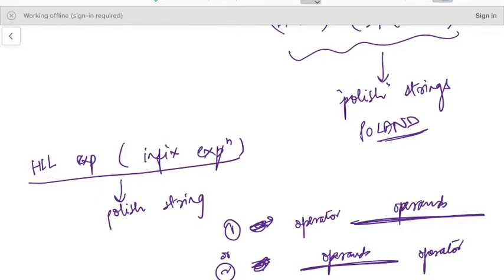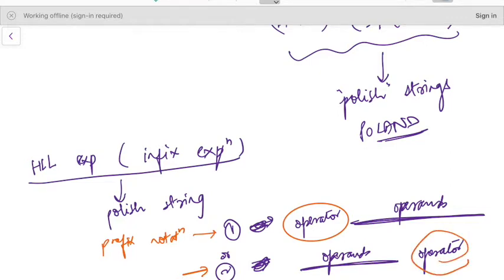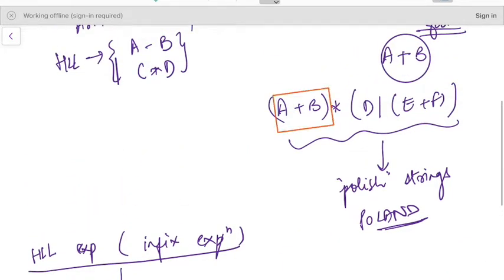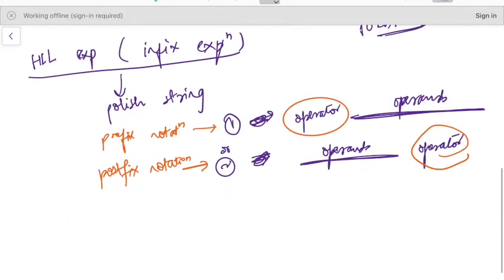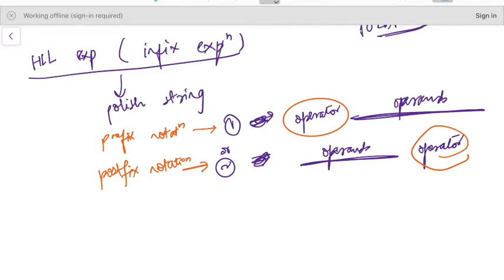So this notation, since the operator is at the beginning, is called the prefix notation. Remember that we are seeing it in terms of the operator and not the operand, and this one is called the postfix notation. And where the operator is in between, for example this expression, this is called infix expression. Am I making sense? Have you got it?